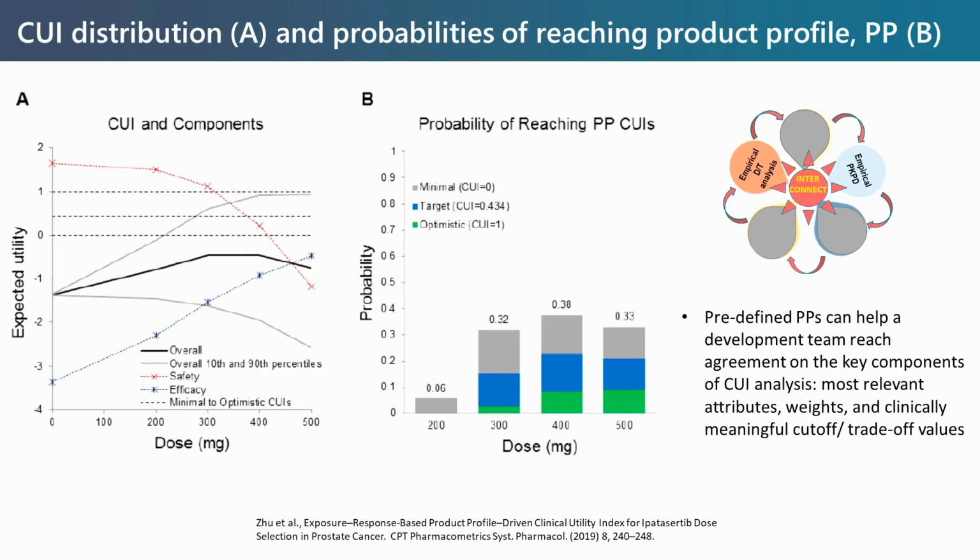Now, what this shows is that when you have CUI distribution as an expected utility as a function of dose, you have a number of these curves where you can decide whether you want an optimistic scenario or a worst case scenario. In profile B, you see the probability of reaching product profile CUIs under 3 scenarios, minimum, target, and optimistic. And based on that, your dose would be different. A dose of about 400 milligram appears to meet the requirement of progression to the next step.